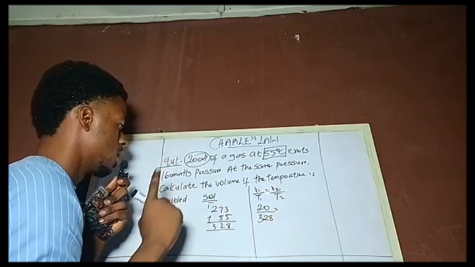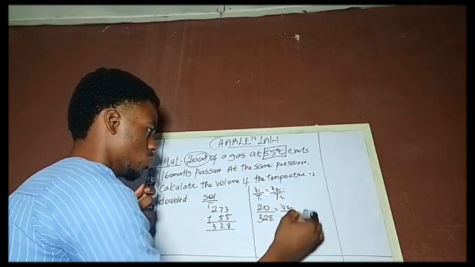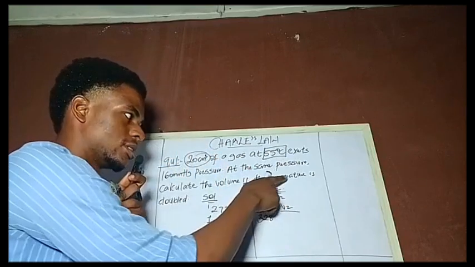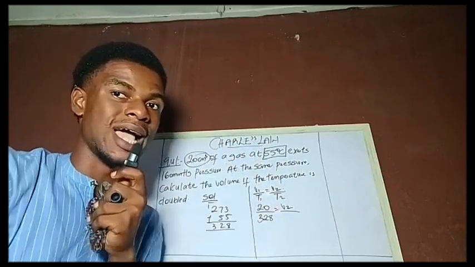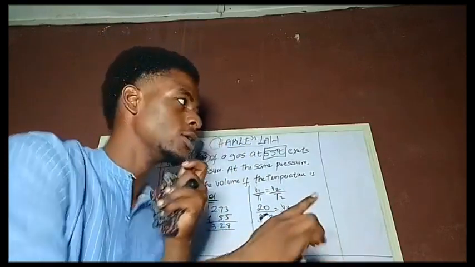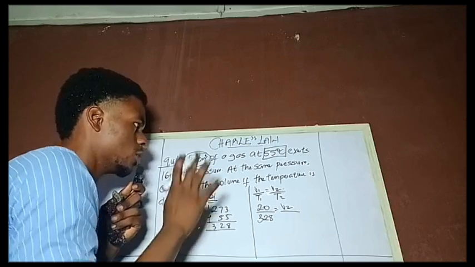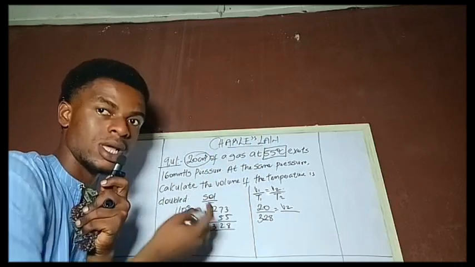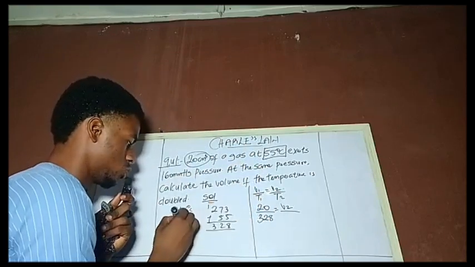V2 is the second volume. Is it given to us? They said calculate the volume, so no, we write it as V2. Over the second temperature. Is it given to us? They said if the temperature is doubled, that means the first temperature times 2. If they said triple, that is times 3. So 55 times 2 gives you 110. Now I'm going to convert this because it's in Celsius, to Kelvin.